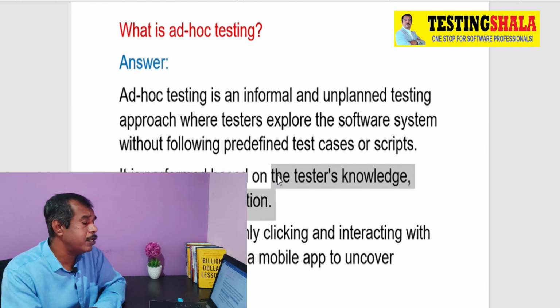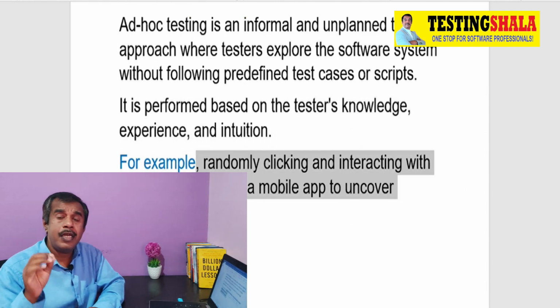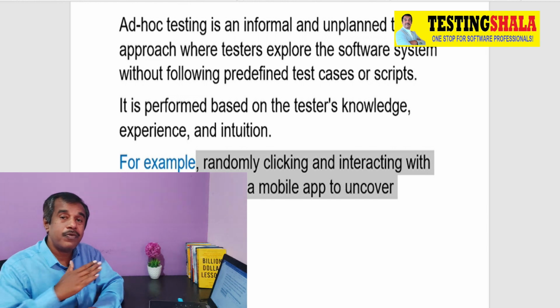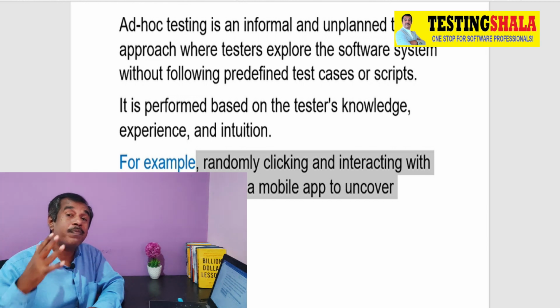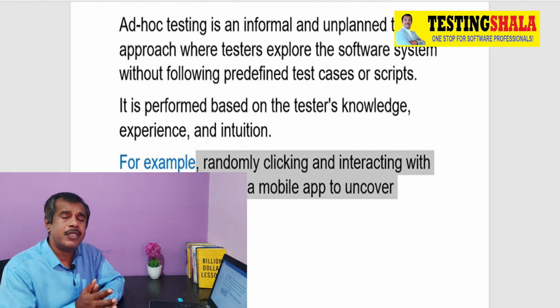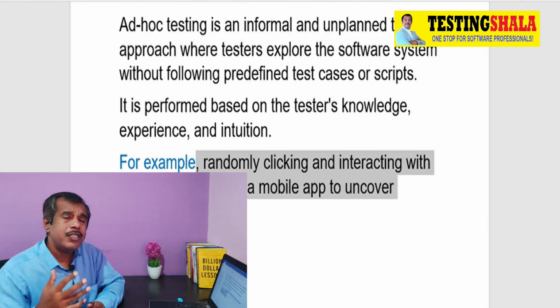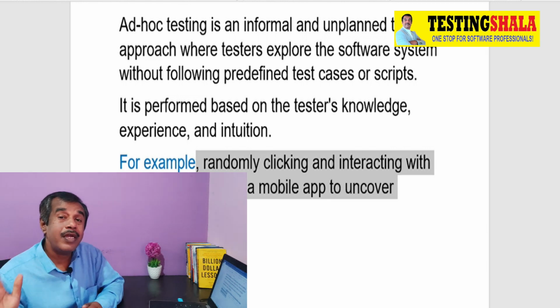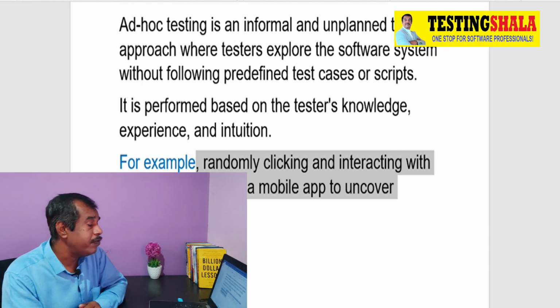Now, if you take an example, randomly clicking on certain elements or certain links in the application, we may see whether the flow is going to happen or it is going to break. That kind of testing we perform as ad hoc testing. We click on various things, even without prior knowledge, to see whether everything is working fine or not. That we do as part of ad hoc testing.